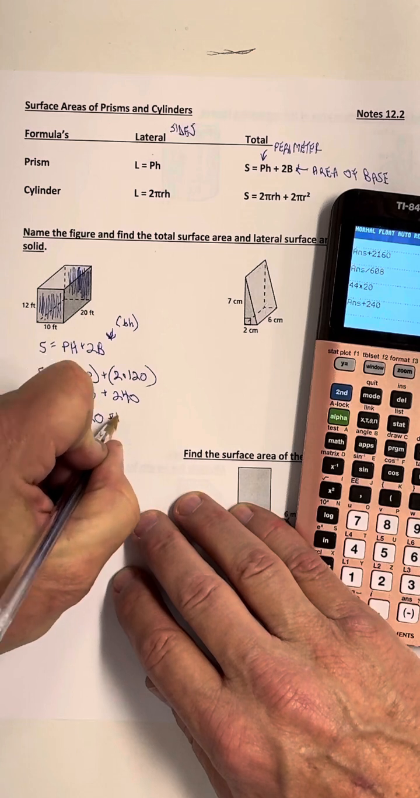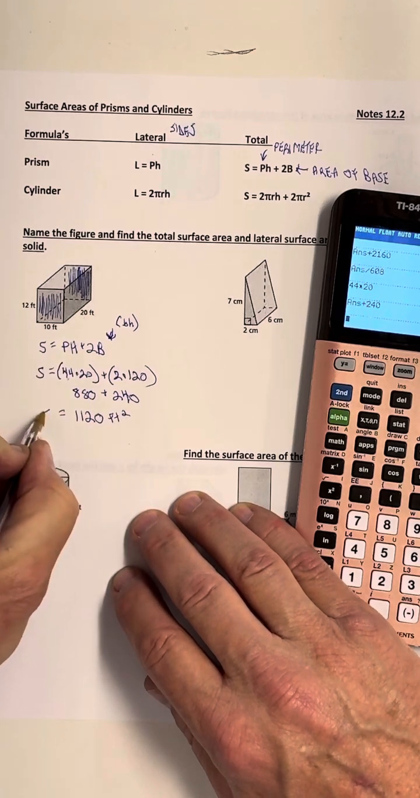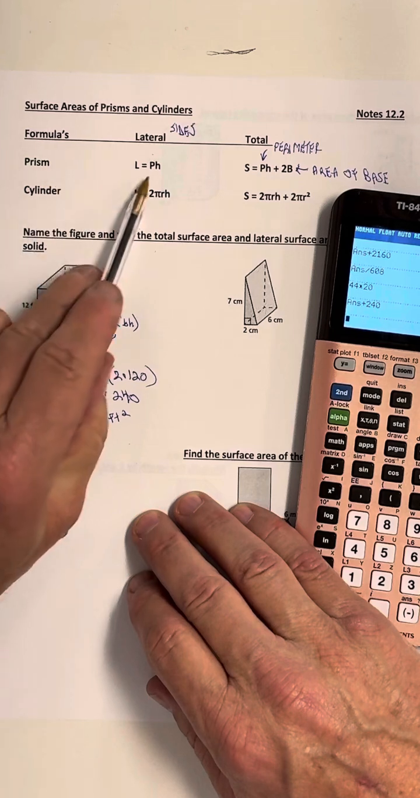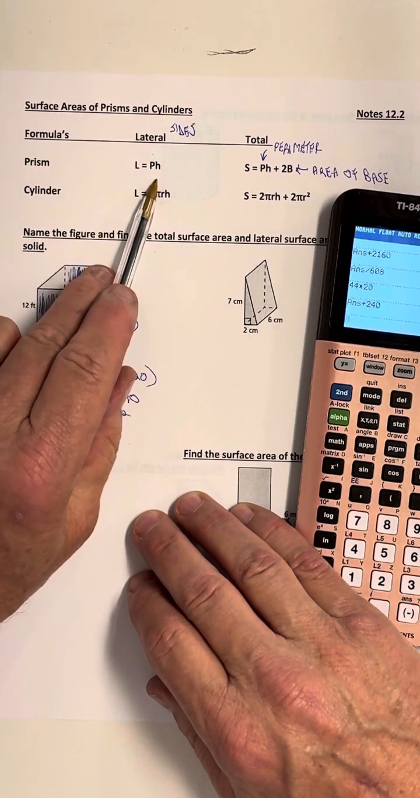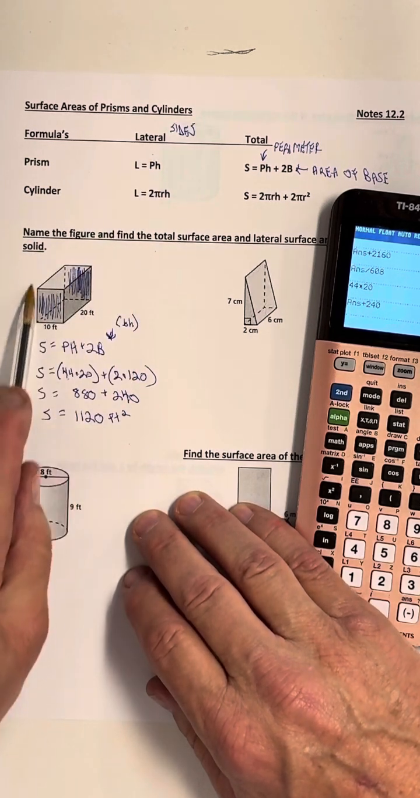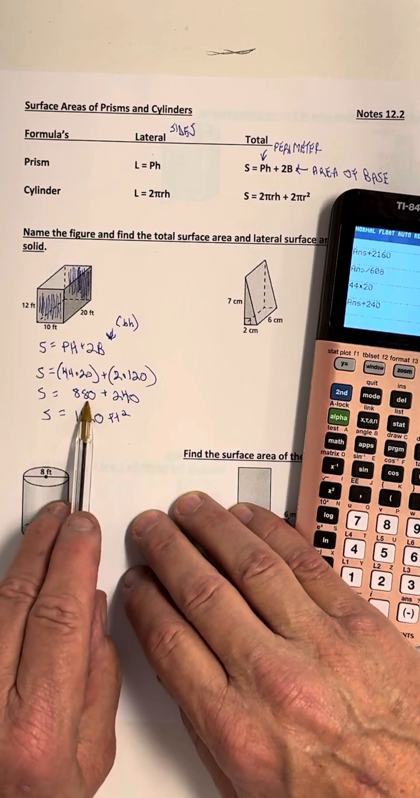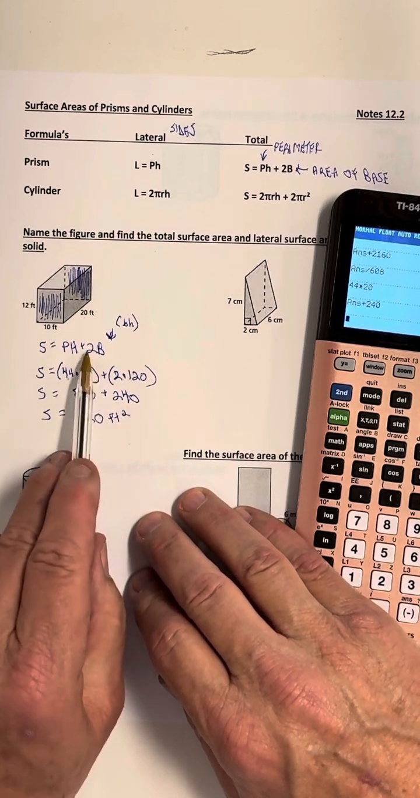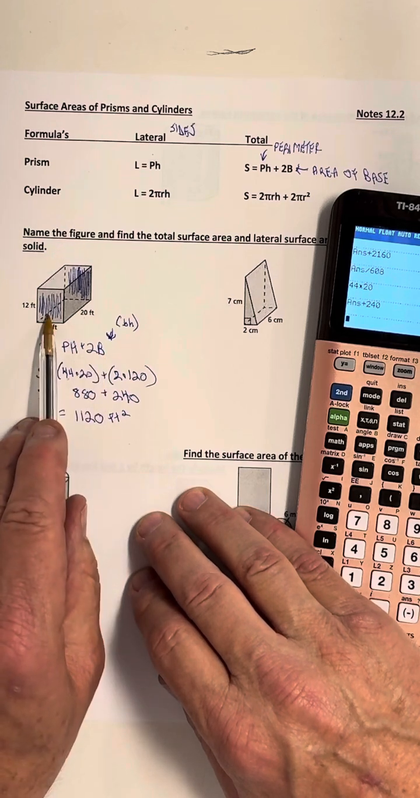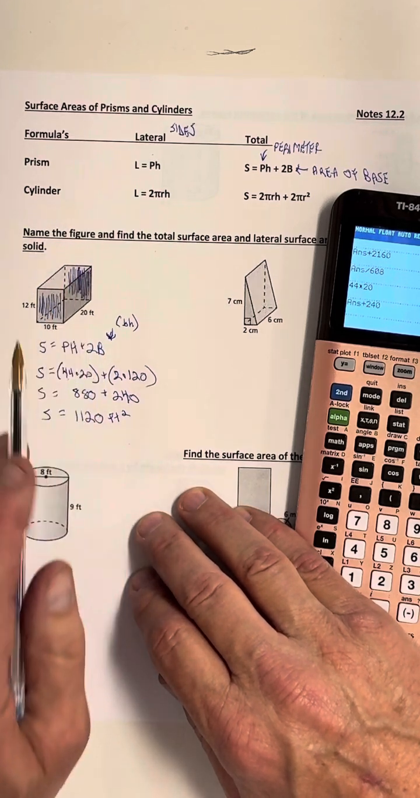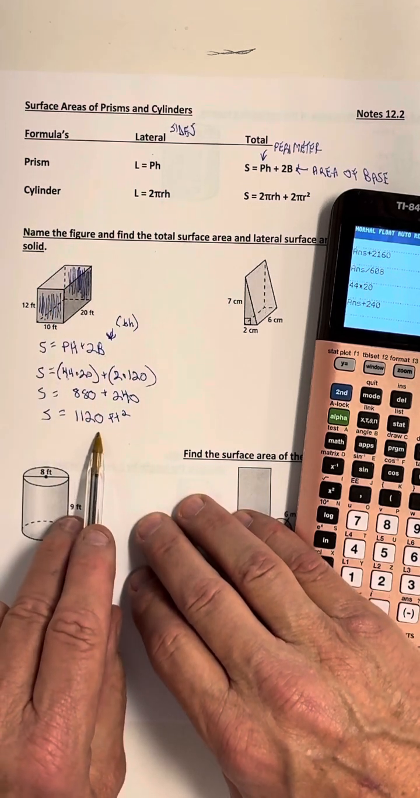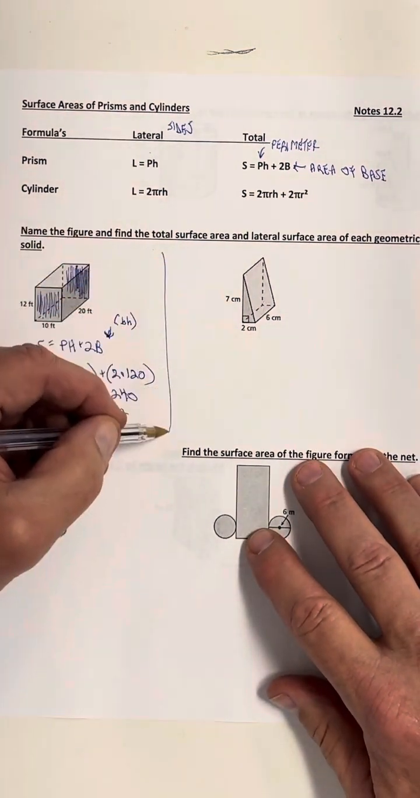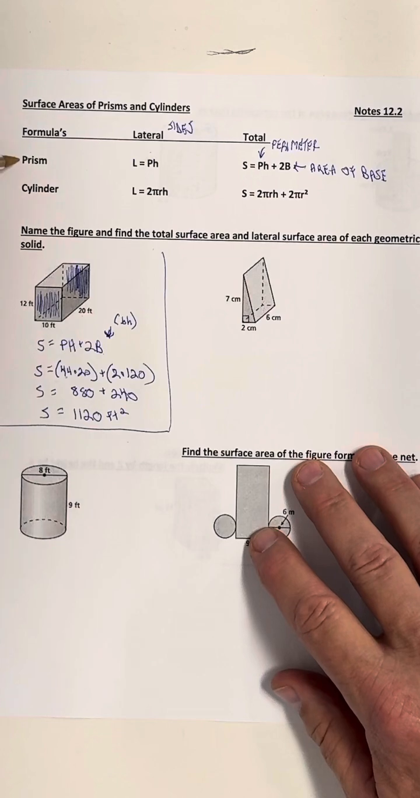feet squared. So now let's go over what's happening here. PH is the lateral surface area of the prism. That's the sides. So 880 is the lateral area. 240 is the area of the two bases. That's the little rectangle here on the other end and this one here. Together it makes a total surface area of 1,120 feet squared. So that's what you do when you have a prism.